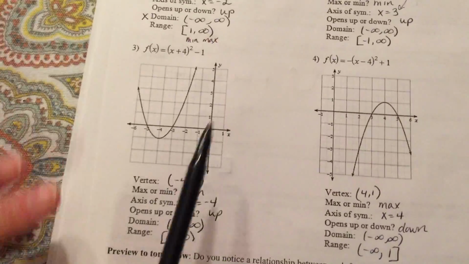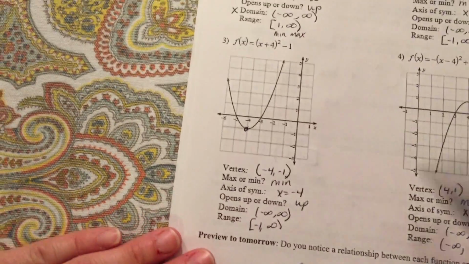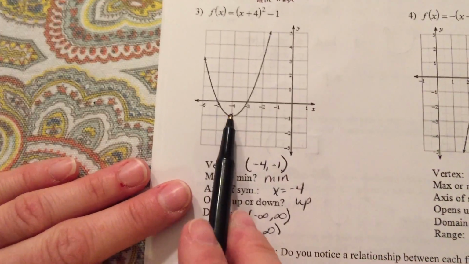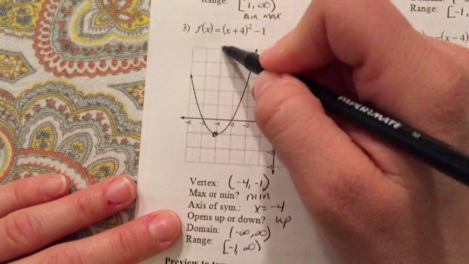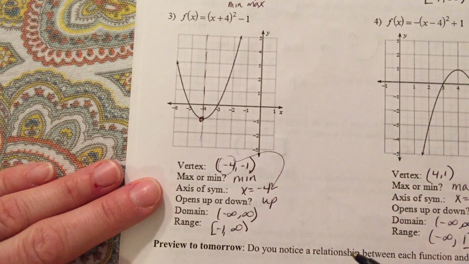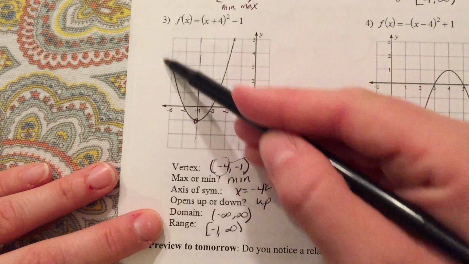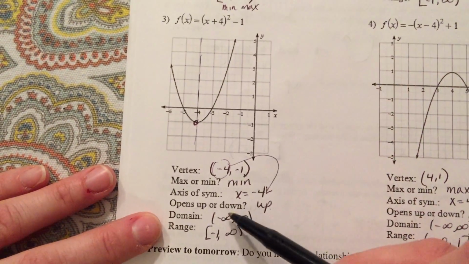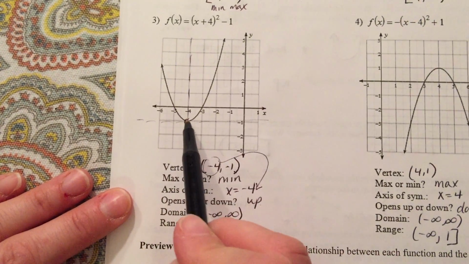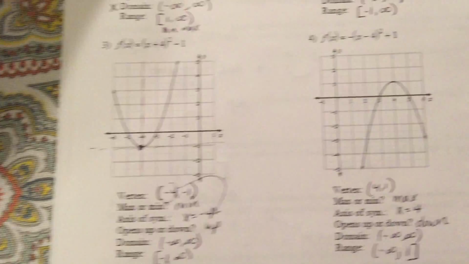If we go to the last two here, the vertex here is (-4, -1), and it's a minimum. The axis of symmetry goes through this value. What is that value here? It's x equals -4. It's opening up. The domain, all the x values on the parabola, go from -infinity to infinity. The lowest y value on this graph would be -1, and they're all going up towards infinity.